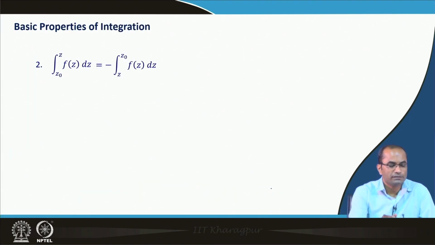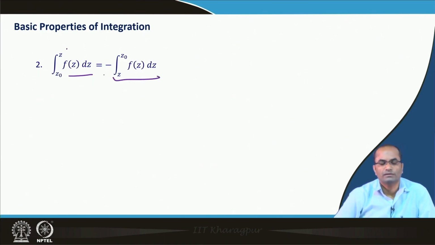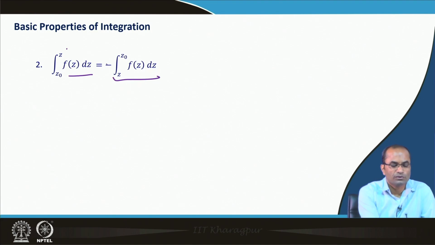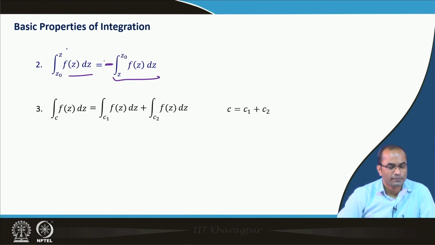Another property is the direction change. If we are going from z0 to z in the integral of f(z) dz, and now on the right hand side we are moving from z to z0, so we have changed the direction, the orientation, then the minus sign will just appear in front of the integral.